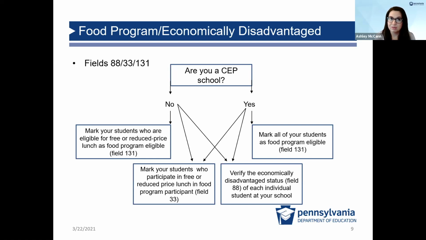And then again, with food program participant, field 33, in most cases, yes, all of your students at your CEP school are taking advantage of that free lunch. But if there is a case where you have students who do not ever participate, you can code those students as N for non-participant.